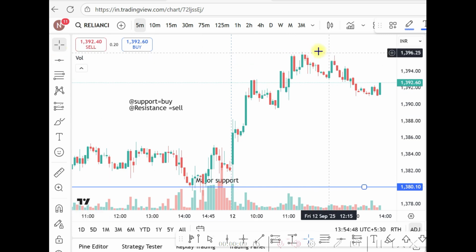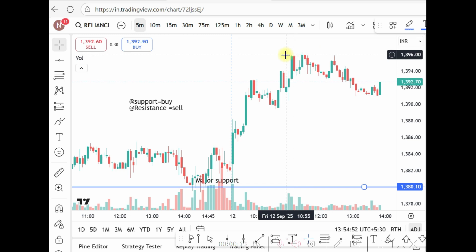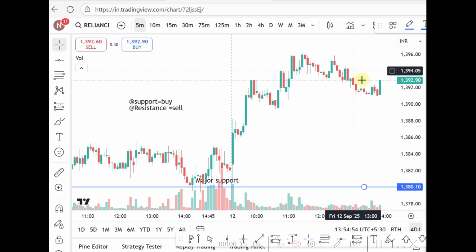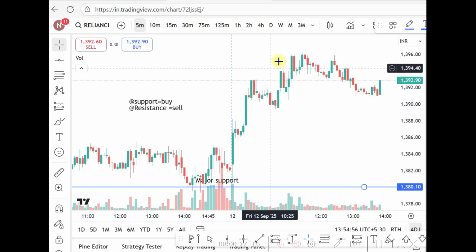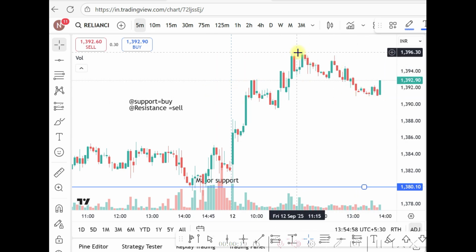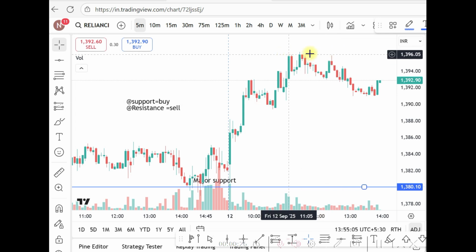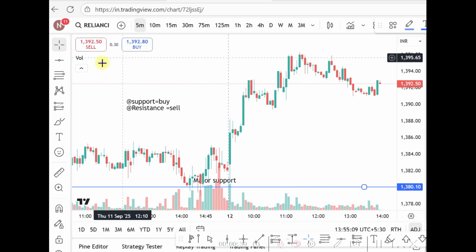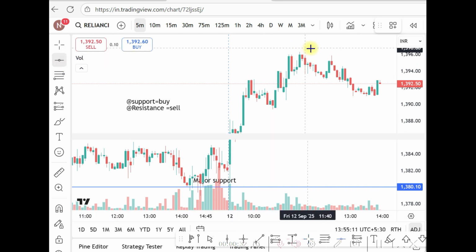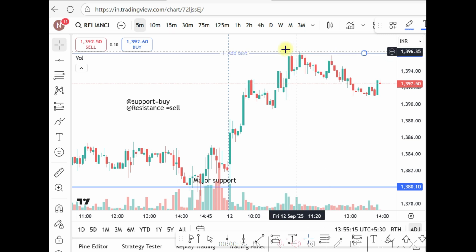Next, let's identify the resistance level. Resistance level is a point on a chart where the price doesn't rise further and it comes back. So here in this chart, we are identifying the highs of the pivot points 1, 2, 3, right? Then this is the resistance level, because the price has bounced back at this point.